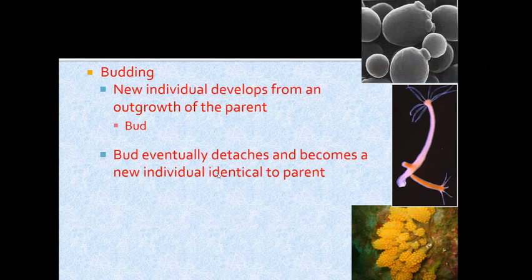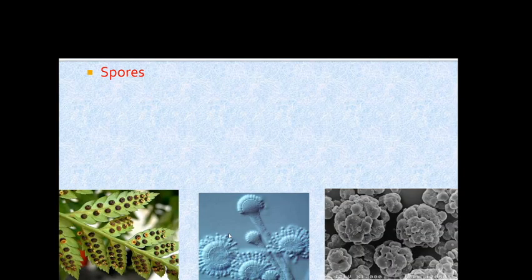Okay, next one is budding. So you will notice here in the picture, there is a daughter organism attached to the parent, like this hydra here, and then eventually it will fall off and start to reproduce again. So a new individual develops from an outgrowth of the parent, but eventually detaches and becomes a new individual identical to the parent. An example would be yeast, like this one, hydra or coral. A trivia for you: a coral as big as your head will require 20 years to grow that big. And that's budding.